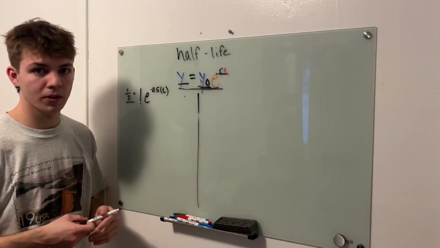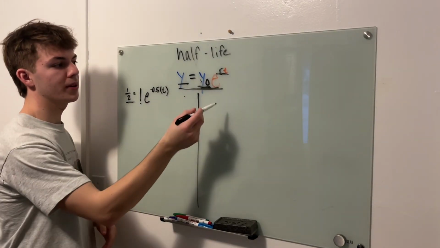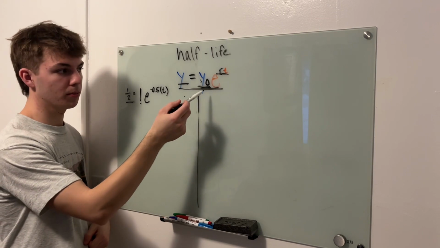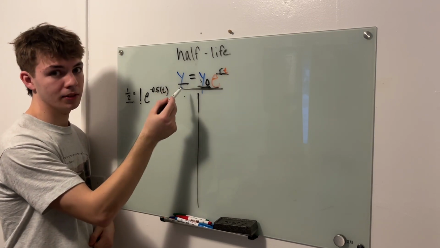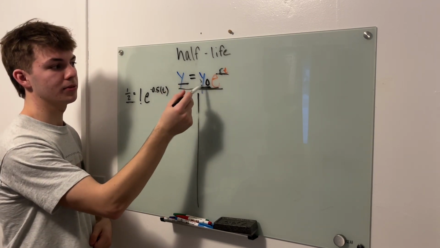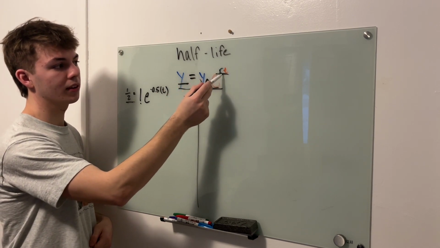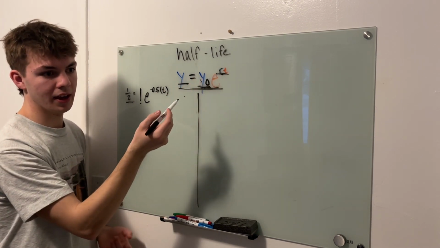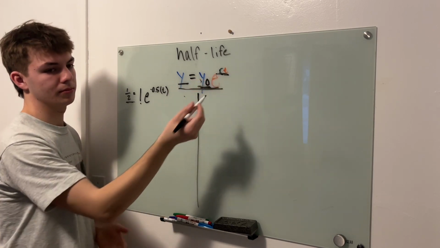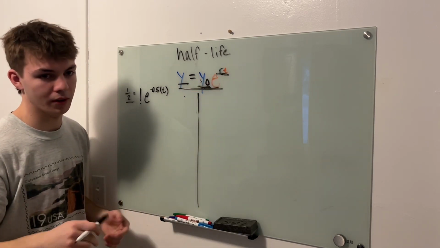Today I'm going to be going over half-life formulas. So here's the basic formula. Y sub 0 is the principal amount. Y is what you get after the decay occurs. And it equals Y sub 0, our principal amount, times e to the power of the rate, which is the rate that it's decaying, and time, which is the amount of time that it takes in whatever units.